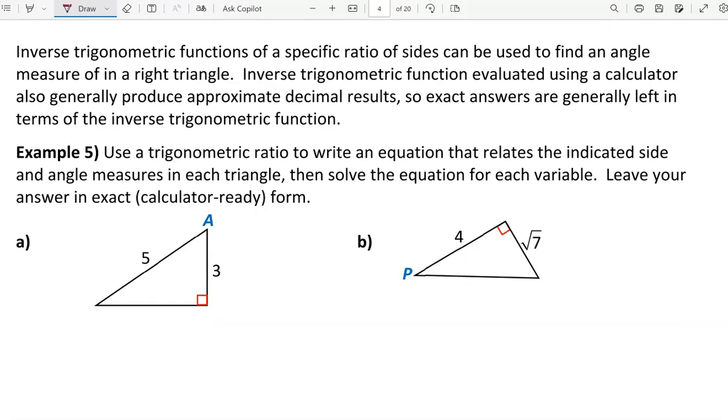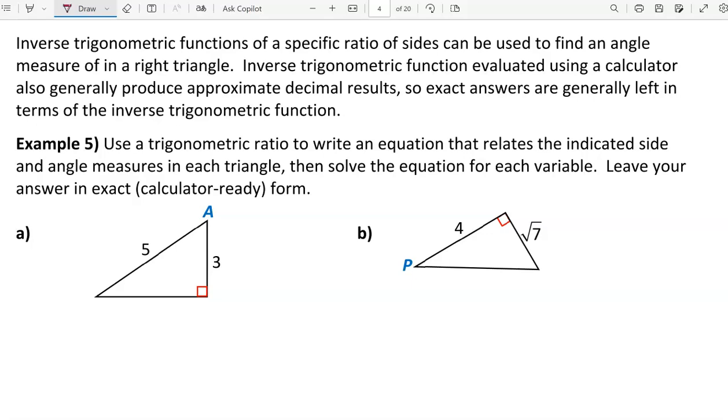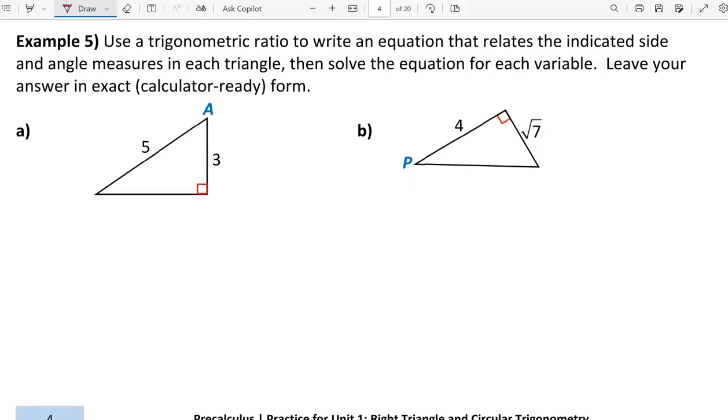Now we can also use inverse trig functions if we want to find the angle. So we're going to do this the same way. We're going to set up a ratio, and then we're going to use an inverse trig function to find the value of the missing angle. So in example 5, we have missing angle A, and 3 is the adjacent side, and 5 is the hypotenuse. So we want to use a cosine ratio. Cosine of angle A is equal to the adjacent 3 over the hypotenuse 5. And now we need to find the value of the missing angle A.